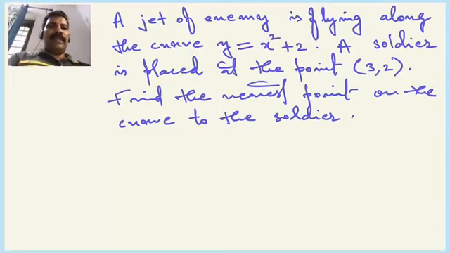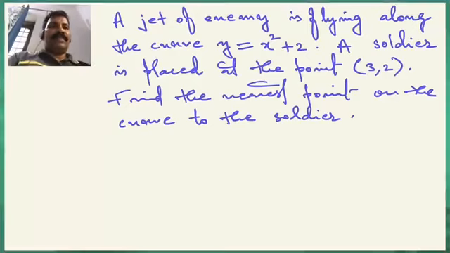A jet of enemy is flying along the curve y is equal to x squared plus 2. A soldier is placed at the point (3, 2). Find the nearest point on the curve to the soldier.